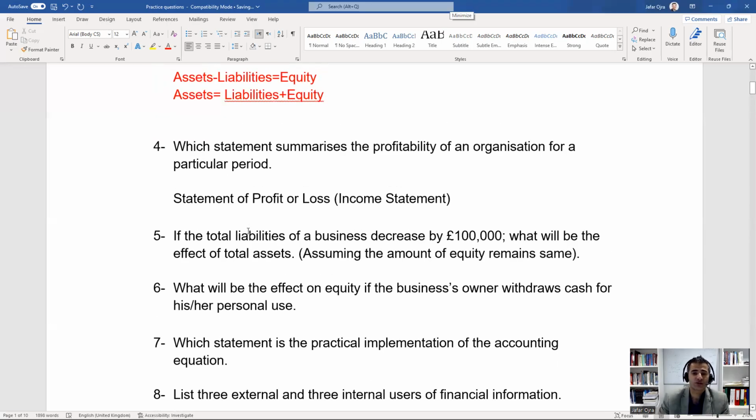That's sales revenue minus cost of sales equal gross profit. Gross profit minus expenses equal operating profit. And then you add other income. You take away the tax and interest payable, and you will be left with the net profit or profit for the year. So that's the statement of profit or loss.